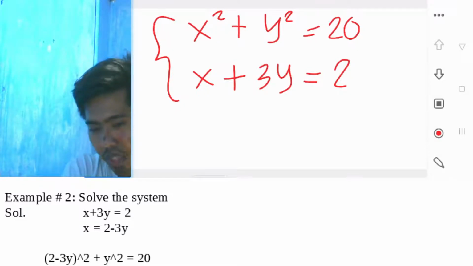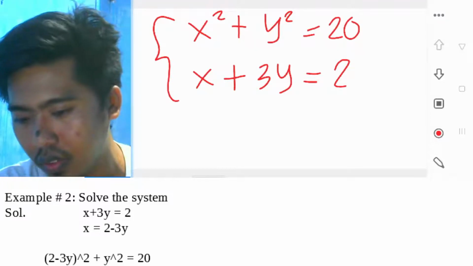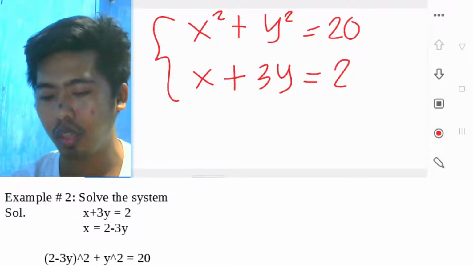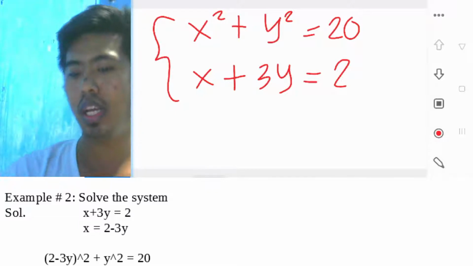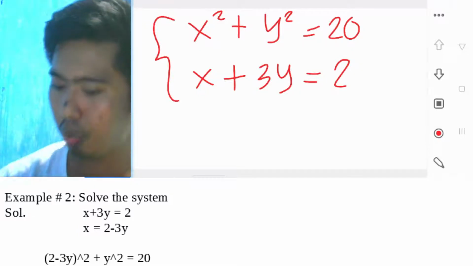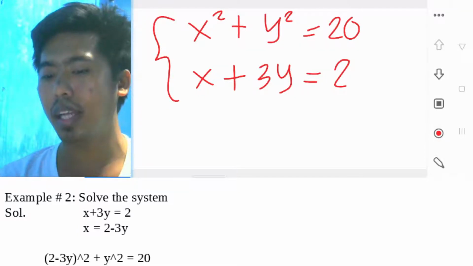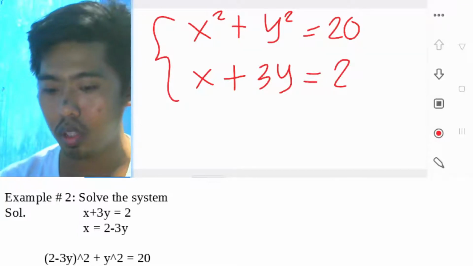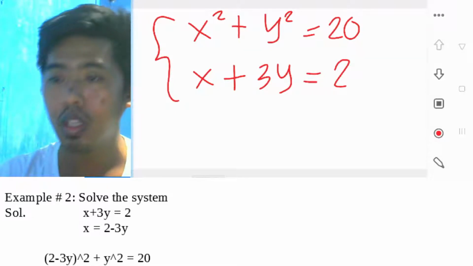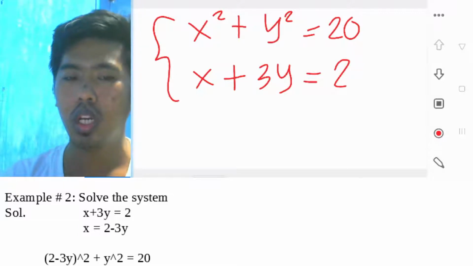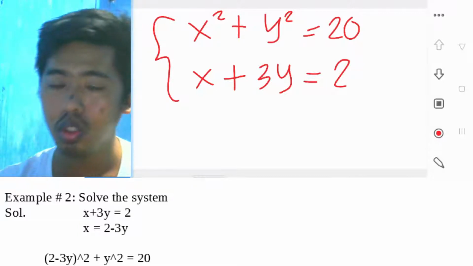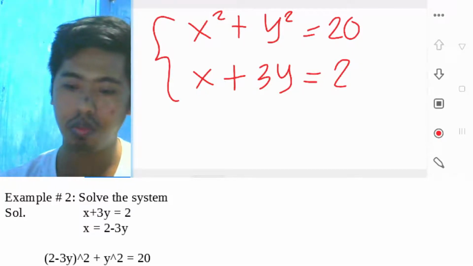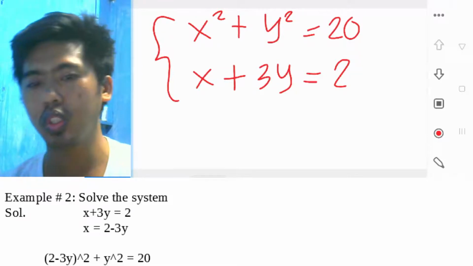So it's hard for us to eliminate. We would have to multiply the second equation by x so that we can have x squared. But if we multiply an x to the second equation, we create another x for the 3y, so it becomes 3xy. Again, it's hard to use elimination on this example. If you encounter this kind of problem, use substitution.